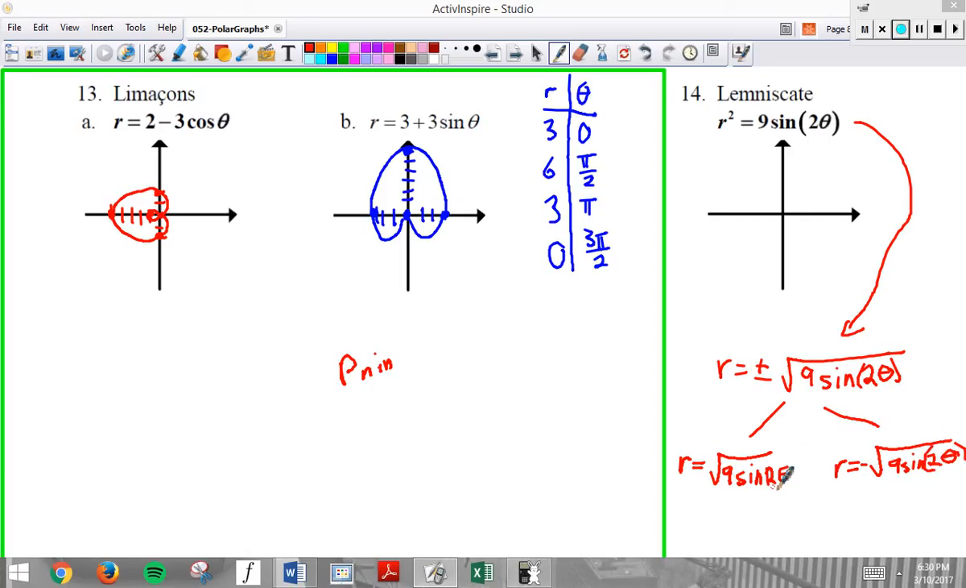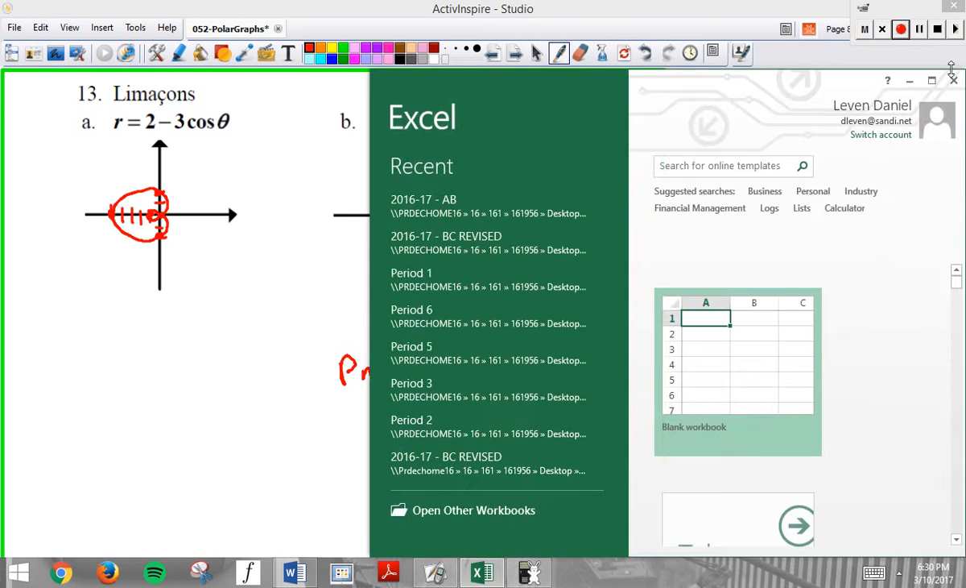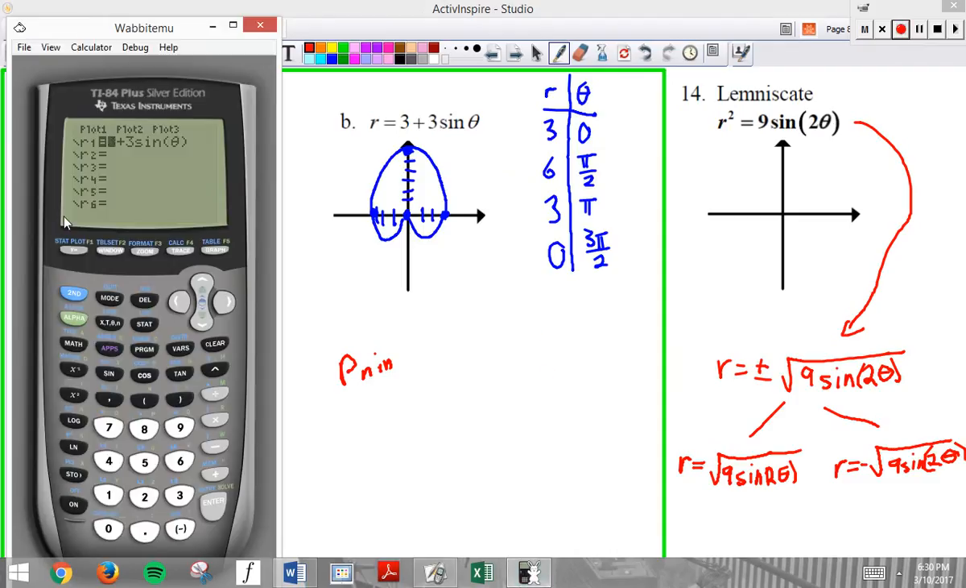That's a theta. Okay. Mr. Leven, the square root of 9 is 3. Great. You can take the 3 out, but the sine stays in. Oh, no. Not Excel. Sorry. All right. I just have to graph one of them. I can use symmetry to argue what the other one will look like, I think. Square root is hard to see on this.